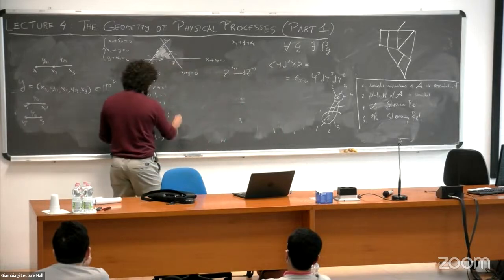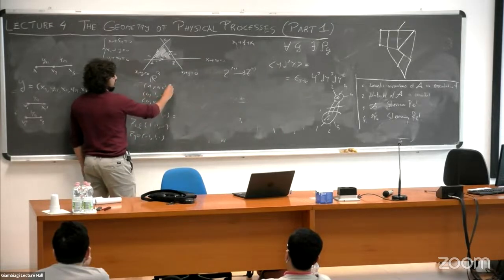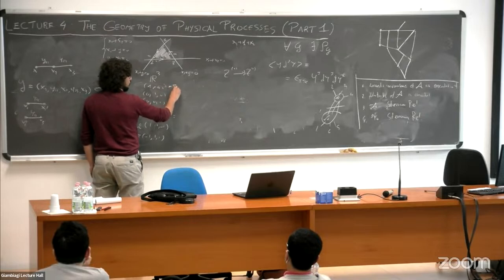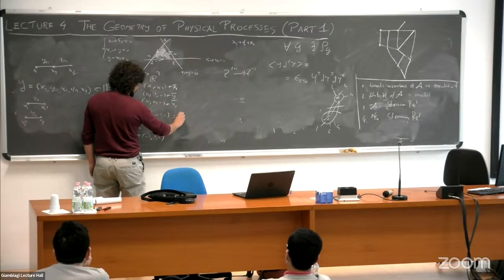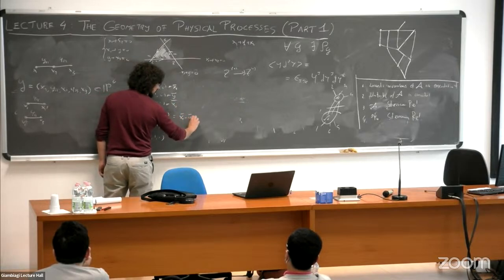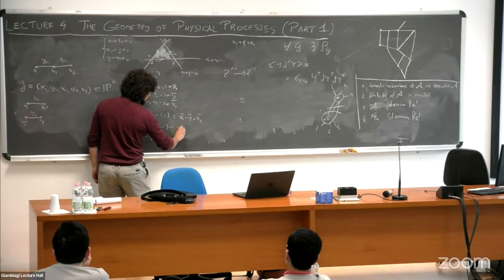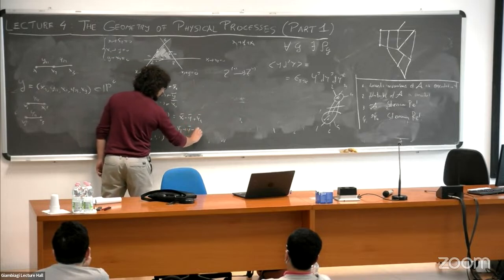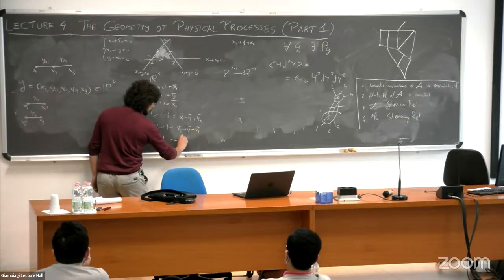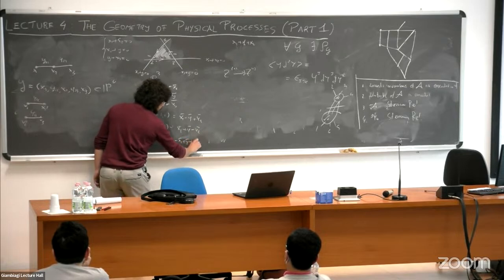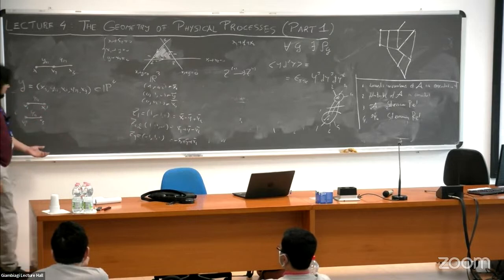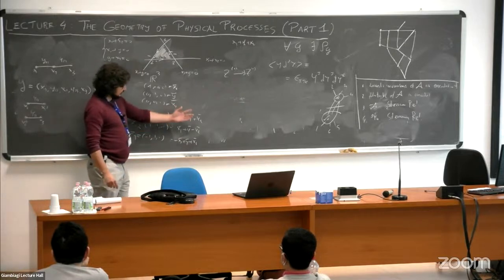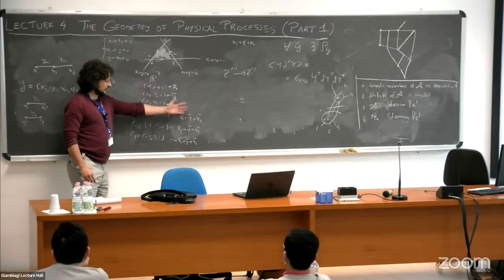I can actually write them. If I call this vector x1 bar, y bar, and x2 bar, it is x1 bar minus y bar plus x2 bar, x1 bar plus y bar minus x2 bar, minus x1 bar plus y bar plus x2 bar. So why am I saying this? Because then when you see this, you can associate three vertices which have this form.